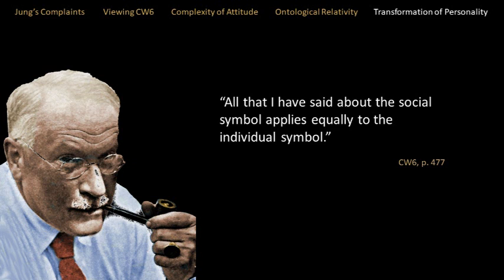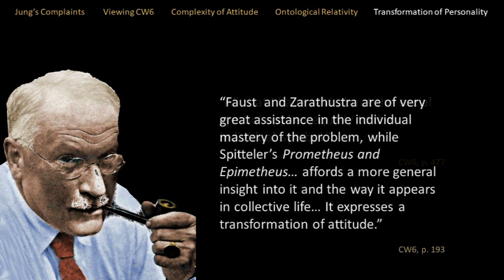For this reason, Jung saw Spitteler's work as more important than that of Goethe and Nietzsche. In Psychological Types he wrote, "Faust and Zarathustra are of very great assistance in the individual mastery of the problem, while Spitteler's Prometheus and Epimetheus affords a more general insight into it and the way it appears in collective life. It expresses a transformation of attitude." Jung saw Goethe and Nietzsche's work as relevant to individual transformation, but Spitteler's as applying to both the individual and society. It describes the transformation of both personal and collective attitudes.